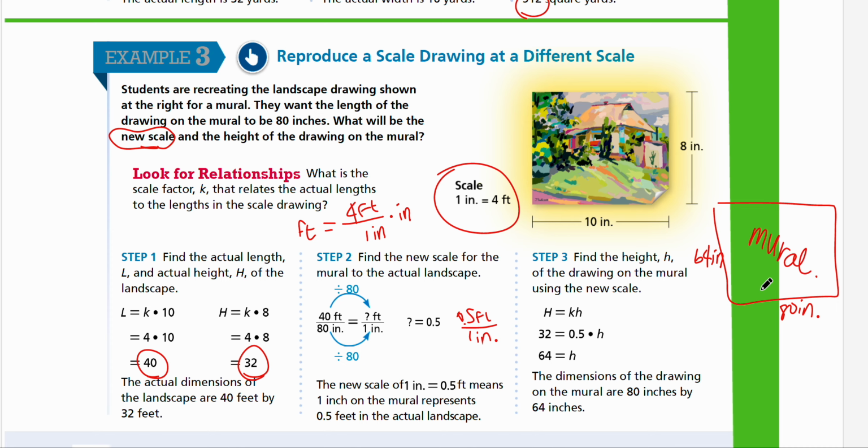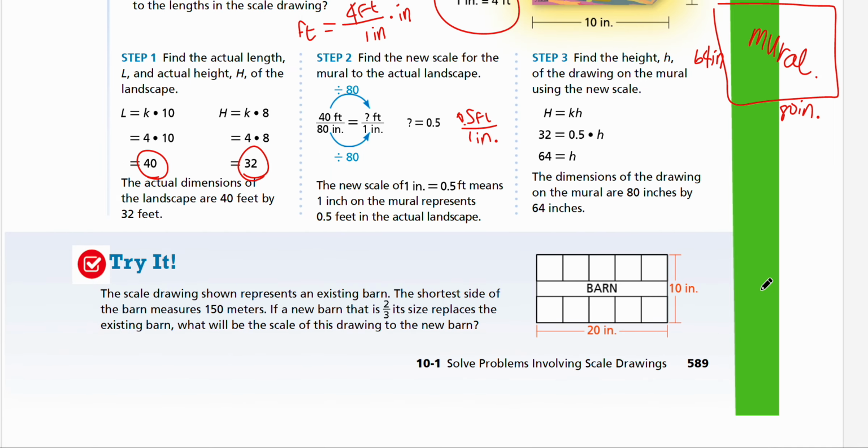Okay, let's try it and look at a different context. The scale drawing shown represents an existing barn. It represents, that means it's not an actual barn. The shortest side of the barn measures 150 meters. So the shortest side would be the actual length of the side. This is the actual barn. This is the model drawing, 10 inches. If a new barn that is 2/3 its size replaces the existing barn, what will be the scale of this drawing to the new barn?